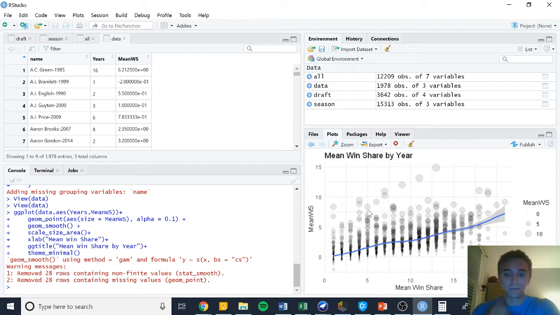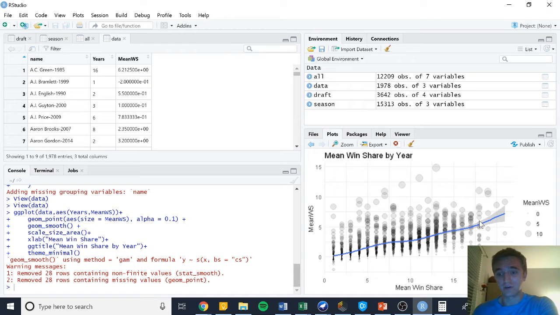Here's another thing that'll be valuable: mean win share by year, with year meaning how many years a player has played in the NBA. We see, probably unsurprisingly, well, I'll explain later, it is a little bit surprising, that as they get further into their career, their win shares increase. They're becoming more experienced, more talented, learning how to play the game better. So on average, as a player gets deeper into their career, they contribute more win shares.